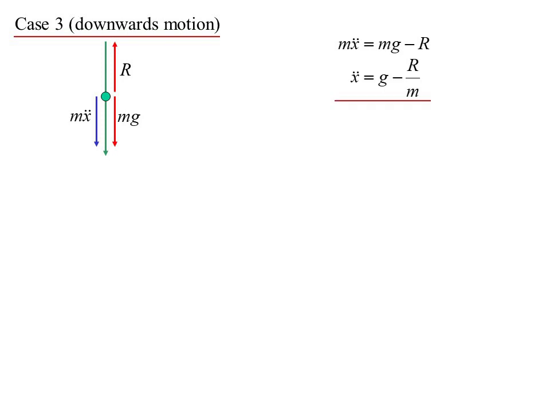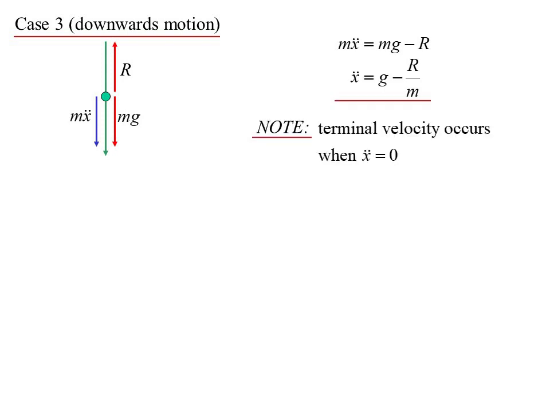Downwards motion. So now if we're moving down, I'll define downwards to be the positive direction. That's where my resultant force is going. Still got that force due to gravity going down, but now resistance would be going up. And so we'd end up with something like that. The resultant force is mg minus some resistance, divide through by the mass, and there's our equation.